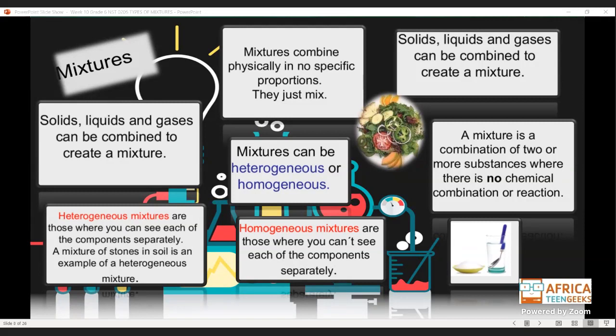Don't you have the notes of the other stuff from yesterday? Very good. You have given me an example of a homogeneous mixture, powdered sugar and flour. That's a good example.